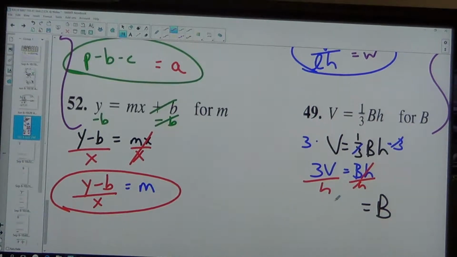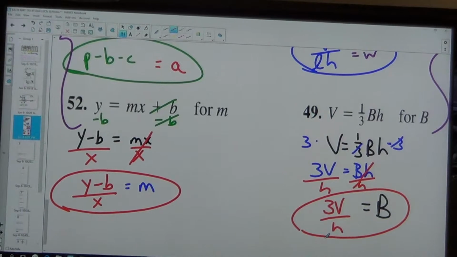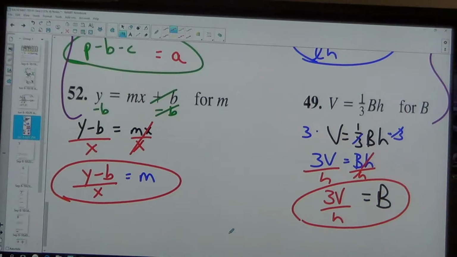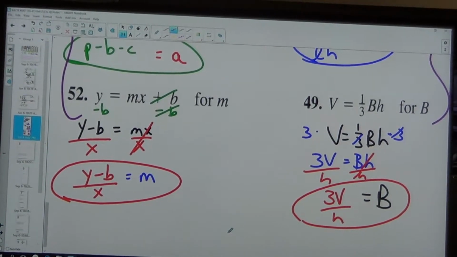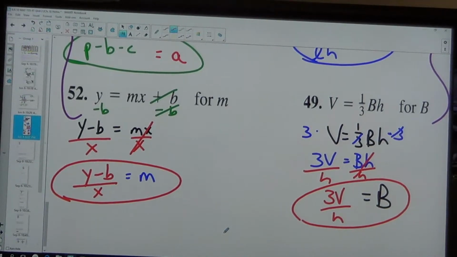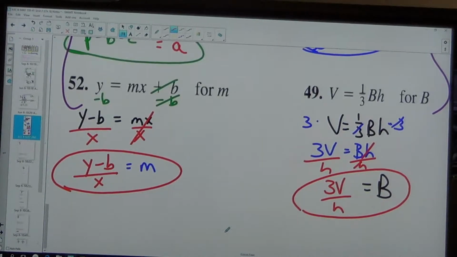So what is my final answer going to be? 3V divided by H. And when you type that in, it's got to be 3 big V divided by H. So the 3 big V goes on the top and the H goes on the bottom. So the easiest thing to do is to multiply both sides by whatever the fraction is, and then get rid of whatever's next to what you're trying to get by itself. So you have one of those.